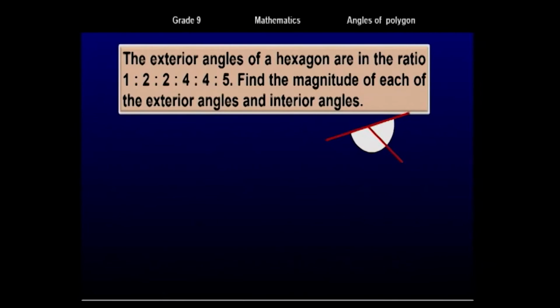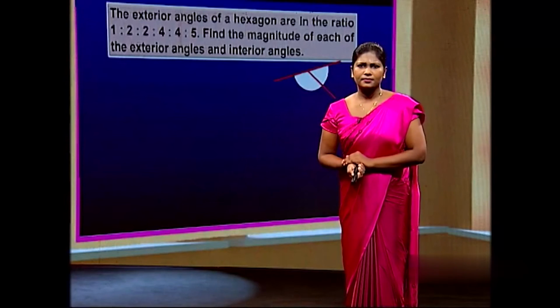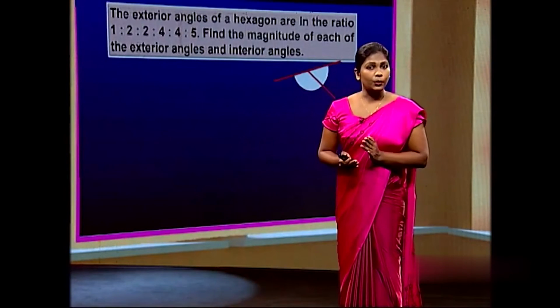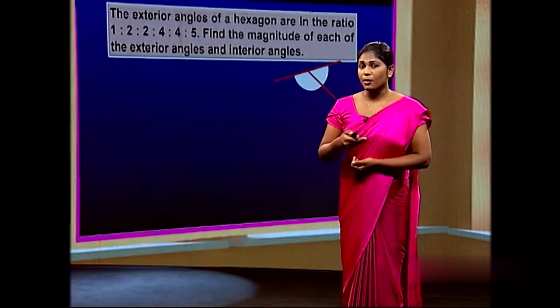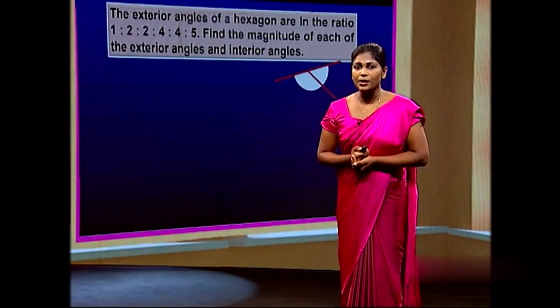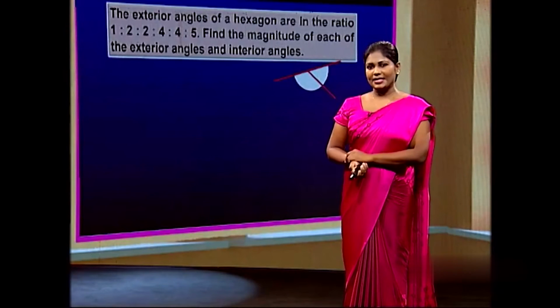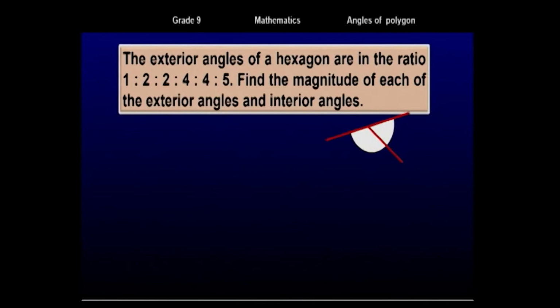Find the magnitude of each of the exterior angles and interior angles. There is a ratio between the exterior angles. Now we know. Okay children, first tell me, what is the sum of the exterior angles of a polygon? Yes, what is the value? 360 degrees. So there is a ratio between these exterior angles. Then we have to find the magnitude of each of the exterior angles and interior angles.